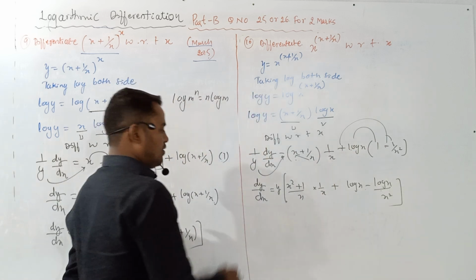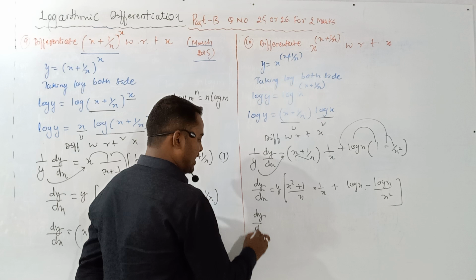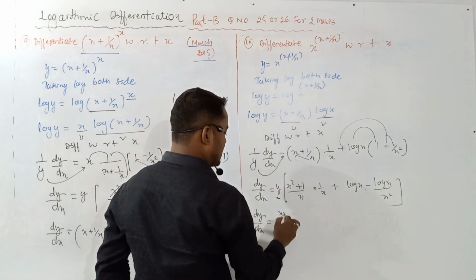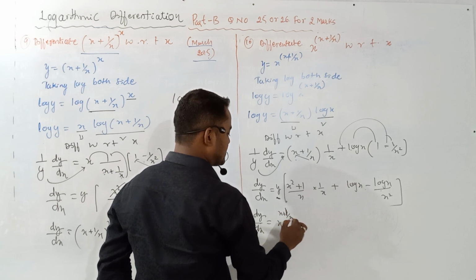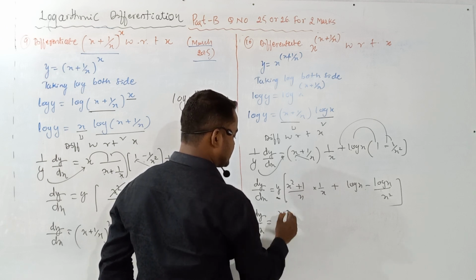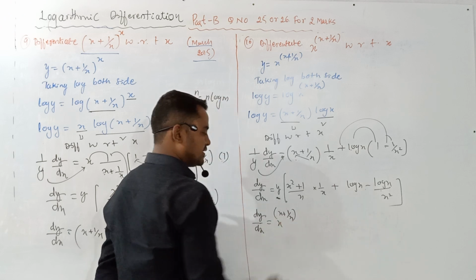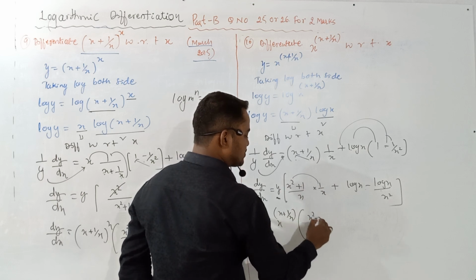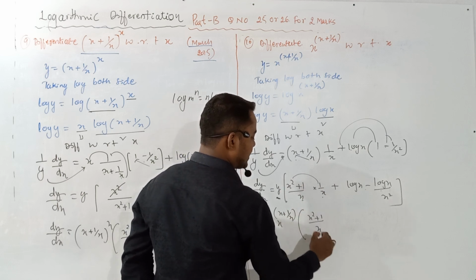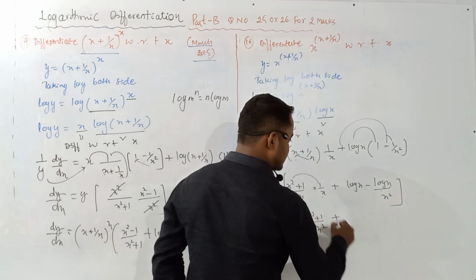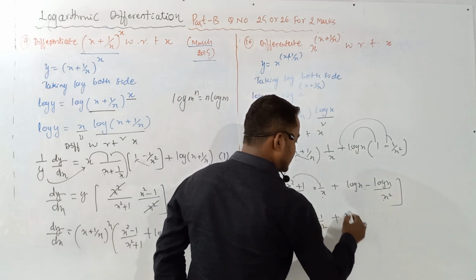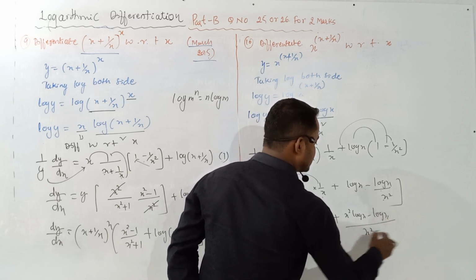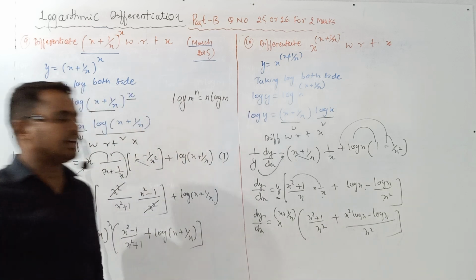Now dy by dx, what is the value of y? x raised to x plus 1 by x. Then see here, x square plus 1 into 1, x square plus 1 divided by x into x, x square, plus x square into log x, x square log x, minus log x divided by x square.